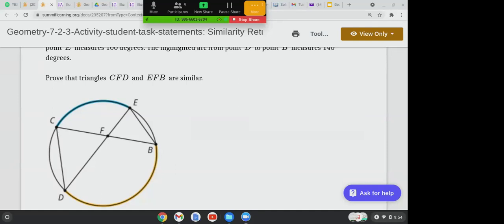Well, can somebody at least tell me what the measure of the angle will be? If the arc is 140 degrees, what is the measure of the inscribed angle going to be?